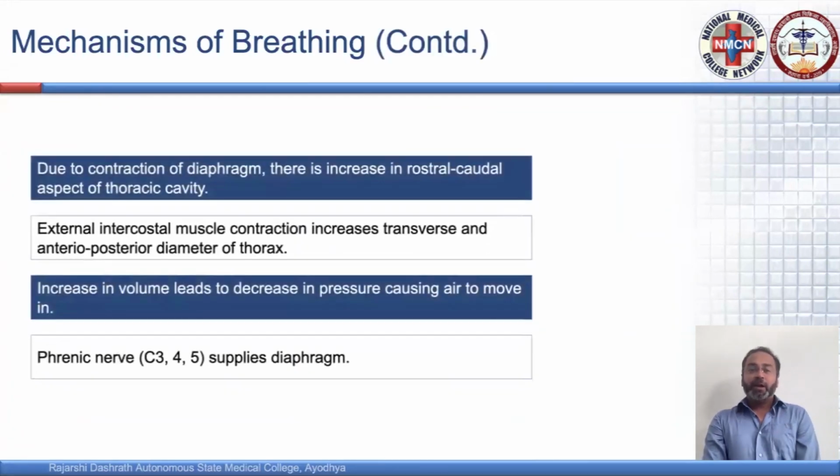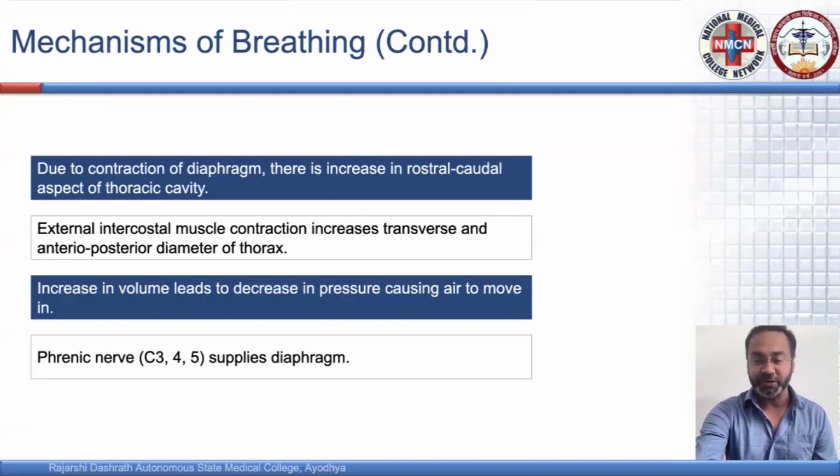Again, just to summarize, due to contraction of the diaphragm, there is an increase in the rostral-caudal aspect of the thoracic cavity. Because of contraction of the external intercostal muscles, there is an increase in the transverse and anterior-posterior diameter of the thorax. Increase in the volume, because of this contraction, causes a decrease in the pressure inside the lung, which is the intra-alveolar or intrapulmonary pressure. This decrease in pressure leads to movement of air from outside to inside, from high pressure to low pressure. This is inspiration.